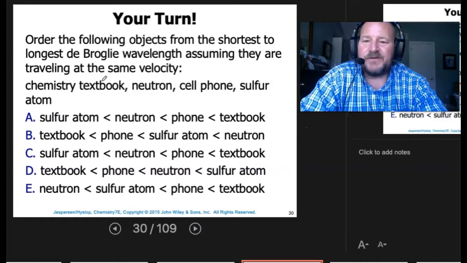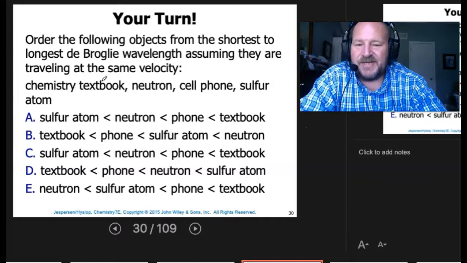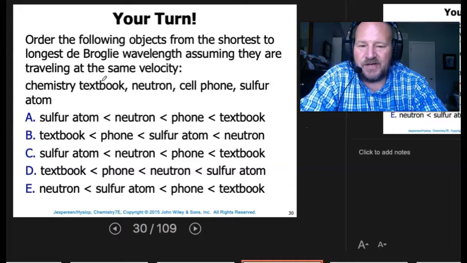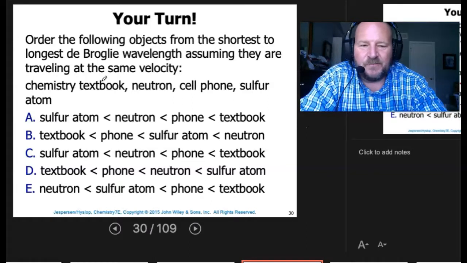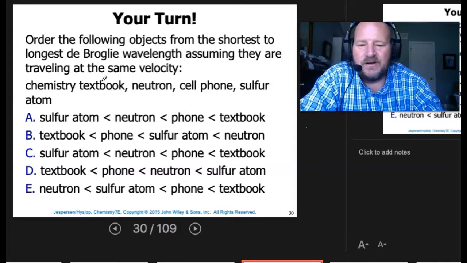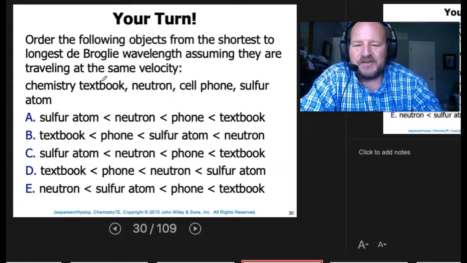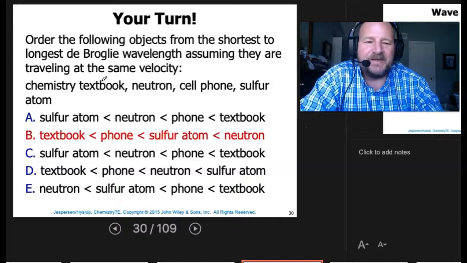All right, so we want the shortest to longest wavelength. The chemistry textbook, the neutron, the cell phone, or a sulfur atom. Since cell phone isn't one of the first things, we know it's going to be the textbook. Then it's going to be phone, and then a neutron or a sulfur atom, right? The whole atom. So it's going to be B.